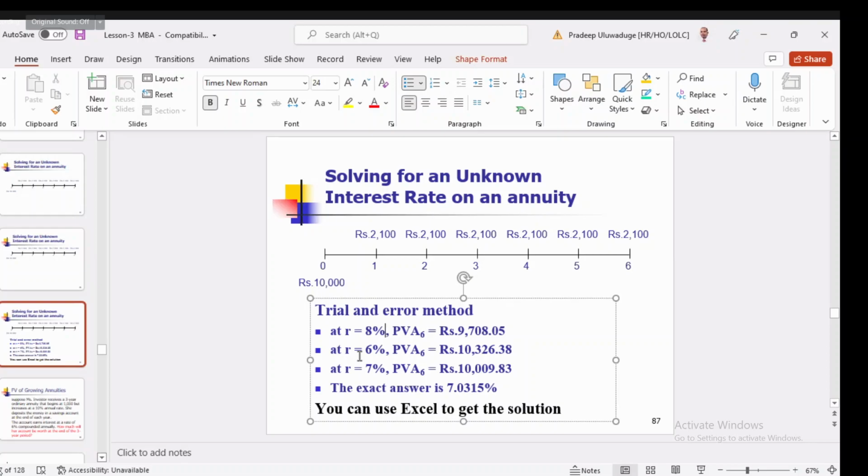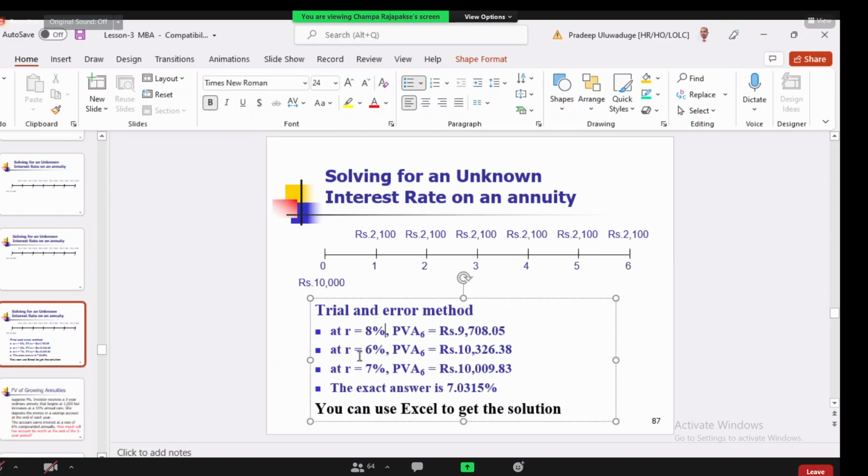So we can use the calculator to calculate the exact amount. None of you have calculated and given me the answer. It is 7.03%. Or else you can use the Excel sheet to calculate the exact answer, or you can use the calculator. If you are doing it by hand, you can go for an approximation like this, using the trial and error method.